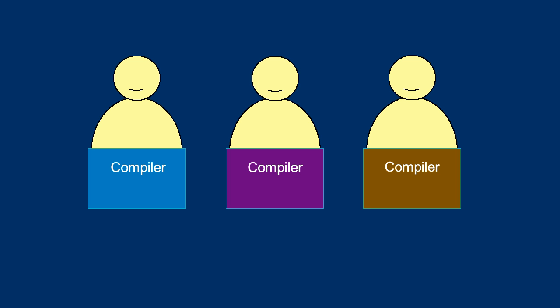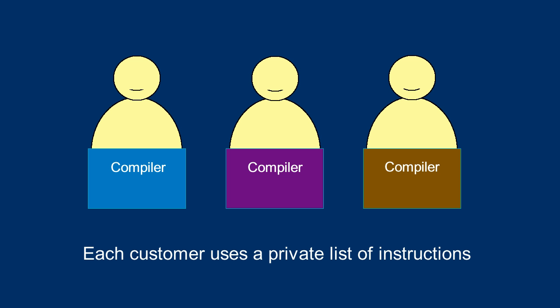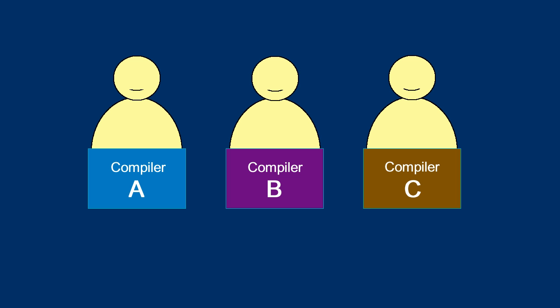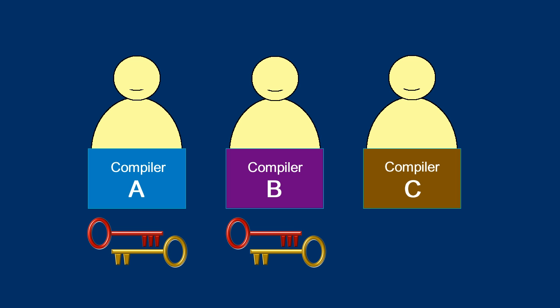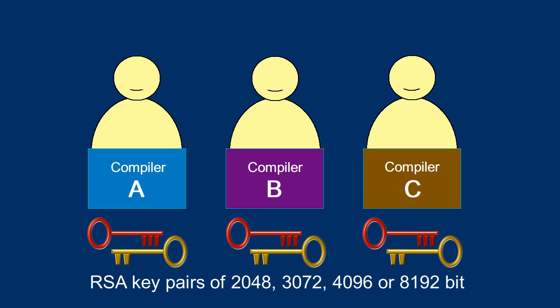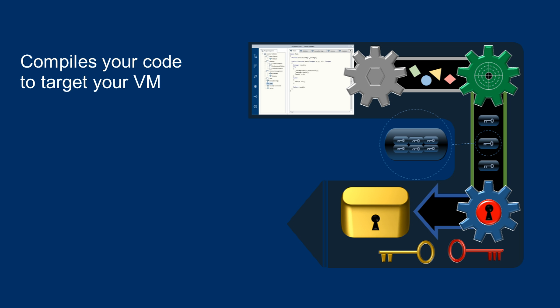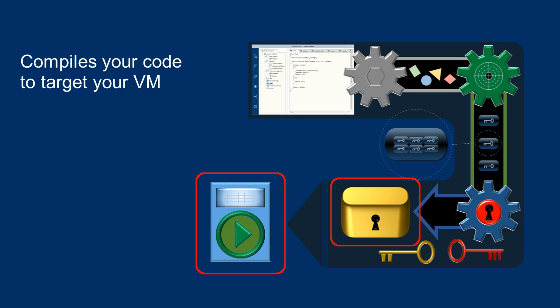SCRAMBLECODE provides each customer with their own private list of instructions for the compiler. Every instruction set is unique. This is ensured by having each customer create an asymmetric key pair that takes part in the definition of the instructions. The SCRAMBLECODE IDE includes a wizard for generating key pairs. When SCRAMBLECODE compiles your source code, it generates encrypted bytecode instructions which can only be executed by a virtual machine that understands the instruction set.